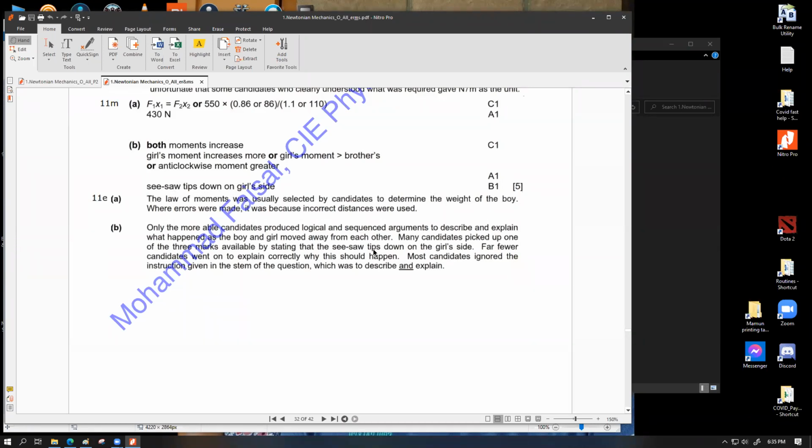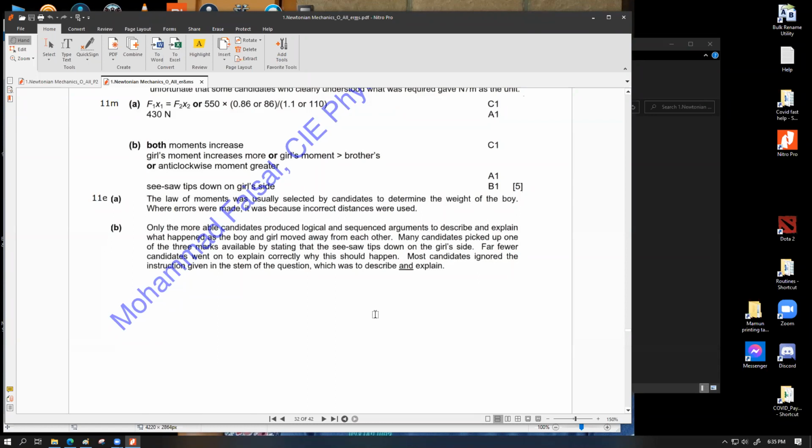Have a look at the examination paper. Only the more able candidates produce logical and sequenced arguments to describe and explain what happened as the boy and the girl moved away from each other. Many candidates picked up one of the 3 marks available by stating that the seesaw tips down on the girl's side. Far fewer candidates went on to explain correctly why this should happen. Most candidates ignored the instruction given in the stem of the question, which was to describe and explain.